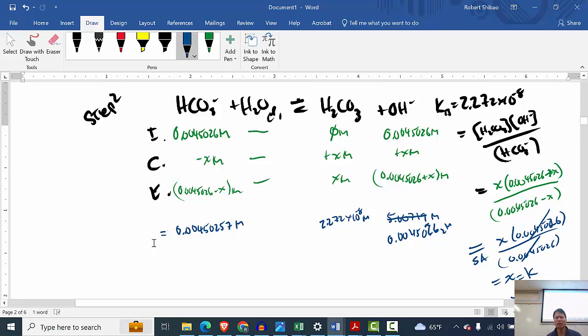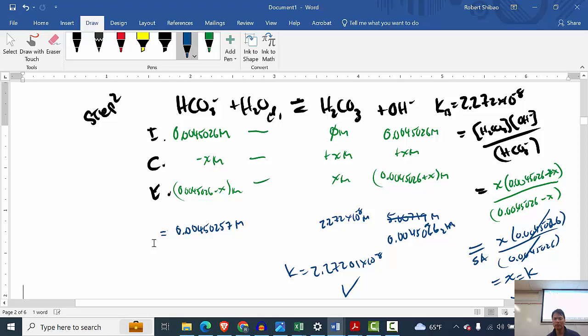All right, let's double check our K value here. So the K value based on these concentrations times 2.272 times 10 to the negative 8 divided by 0.0045026 gives me 2.2720 times 10 to the negative 8, 0.1. So that looks good, right? That's right on, pretty much. And so we're good.